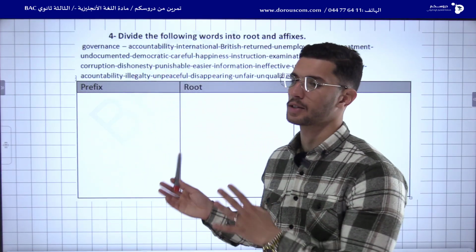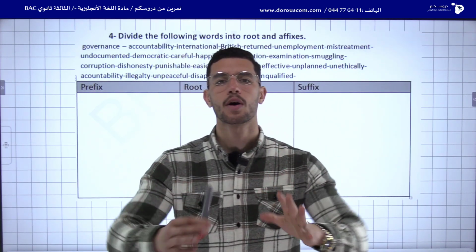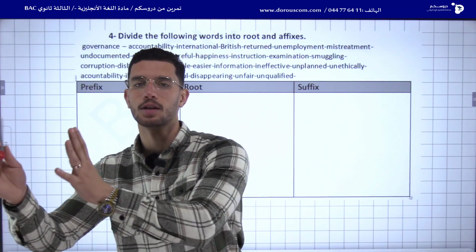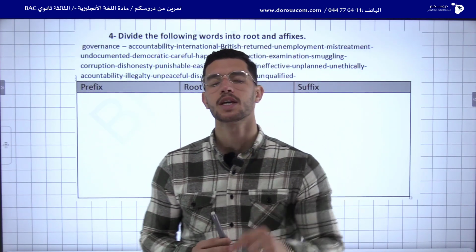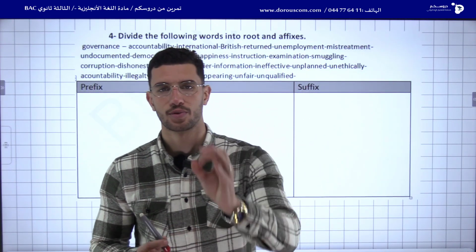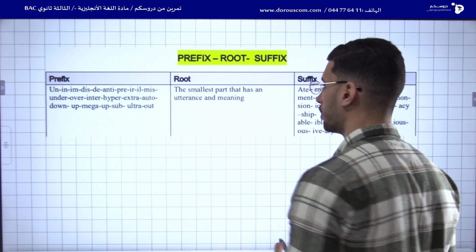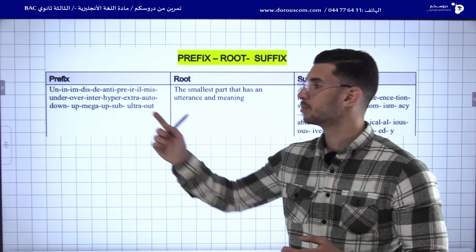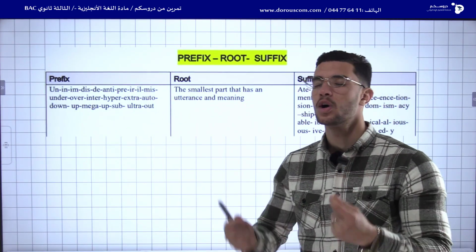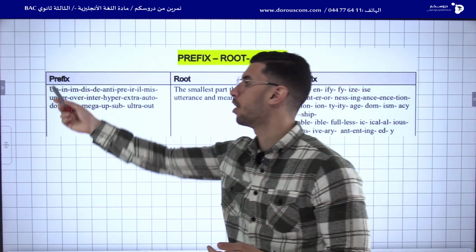To answer this task or this exercise you gotta be aware of two main points which are what are the most common prefixes in English and what are the most common suffixes in English, and we've seen that in the lesson of how to form verb, noun and adjective. Okay, let's have another look on the most common prefixes and suffixes. باش تحل التمرين هذا اللي فات لازم تكون تعرف شكون هما لي بريفكس في اللغة الإنجليزية وشكون هما لي سيفكس في اللغة الإنجليزية. صح. We have here the column of prefix.